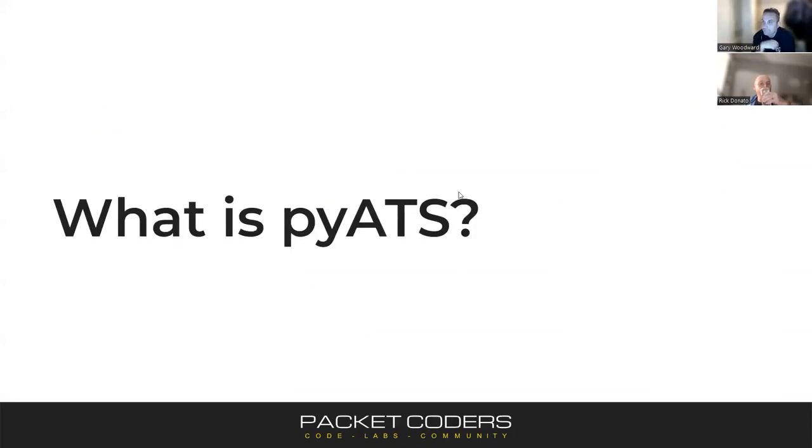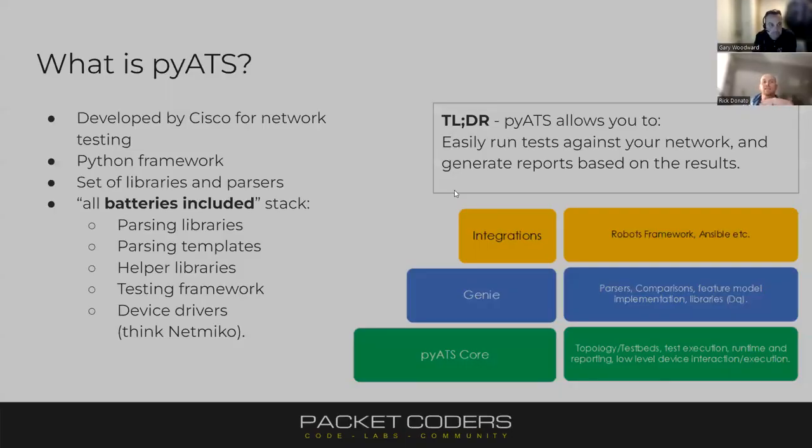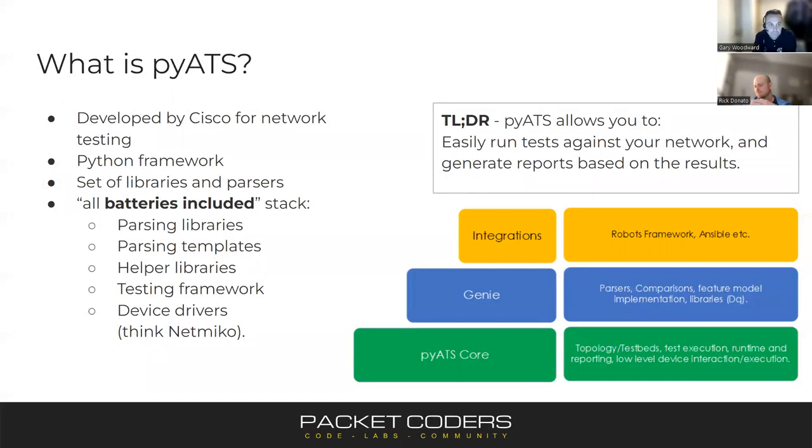Cool. So let's dive into Pi ATS. So what is Pi ATS? Pi ATS is a network testing framework. It was developed by Cisco originally just for their internal testing, and then they open sourced a majority of it, but not all of it, to the public. So it's all about network testing. It's a Python-based framework, and it provides you with a set of various libraries and parsers, everything that you need to test your network.